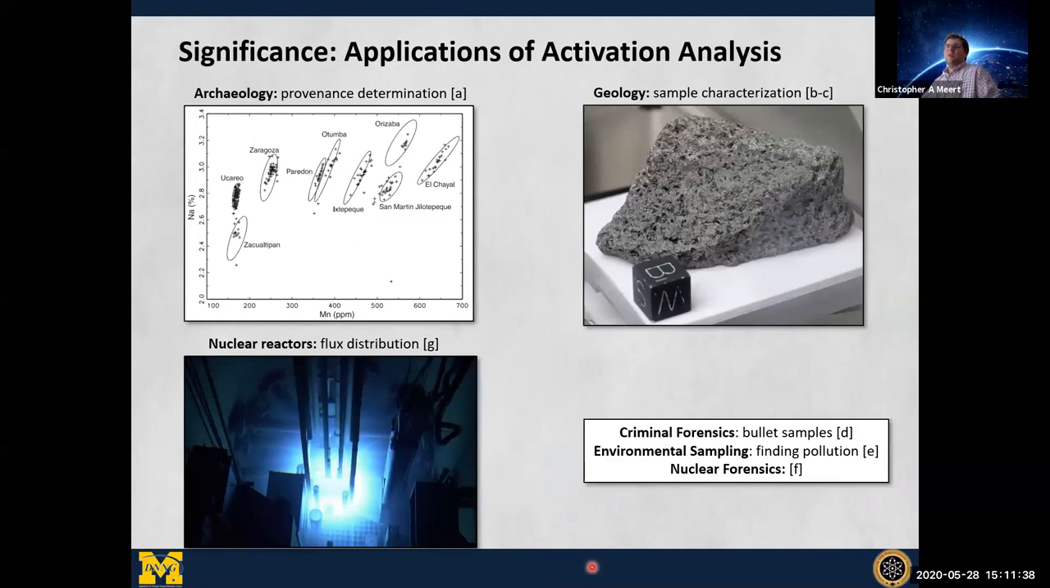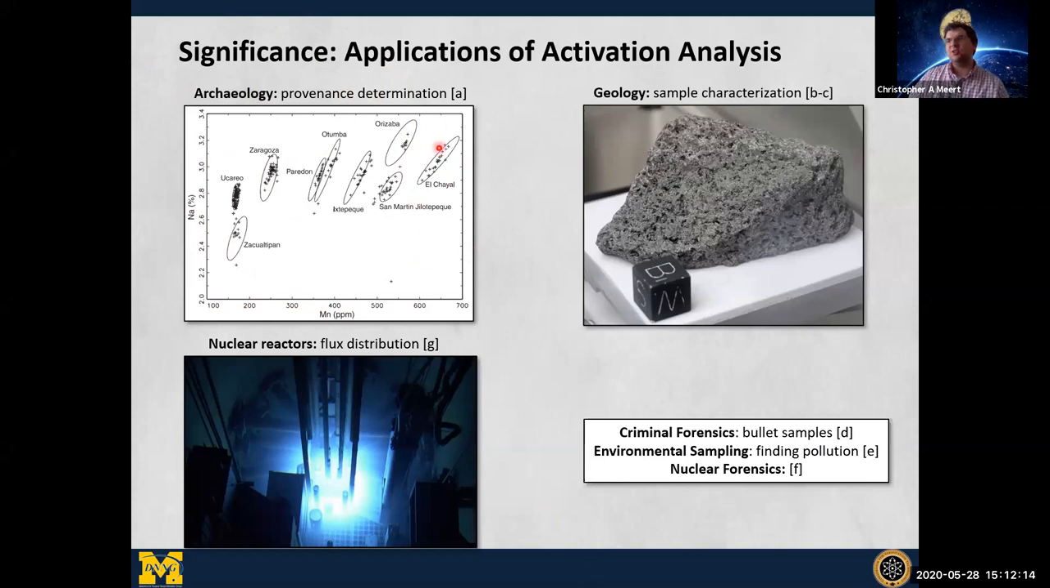So, what might we apply this method to? I list several applications here. On the upper left, you can use activation analysis in archaeology. The term I learned was provenance determination. This plot shows data with manganese in parts per million on the x-axis and percent sodium on the y-axis. What they did was take samples of, say, minerals or pottery from known regions within a country or continent, and then analyze each of those samples using activation analysis and grouped them.